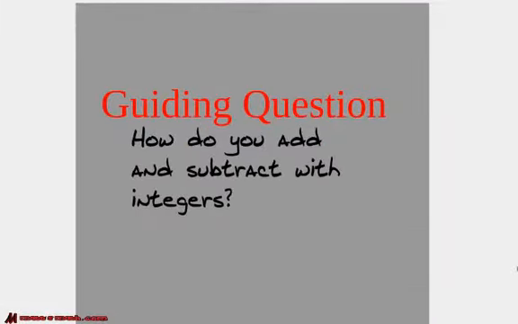Alright, you ready? So our guiding question, by the end of the lesson you'll have this answered: how do you add and subtract integers? Now if you remember what integers are, they are the positive and negative counting numbers. So like -1, -2, -3, 4, 5, 6, 7, 8, 9. No fractions, no decimals, that's it. Okay, just integers.